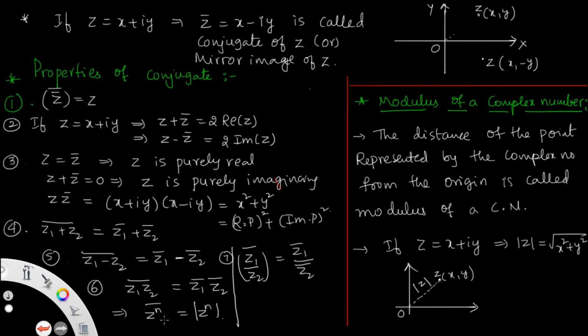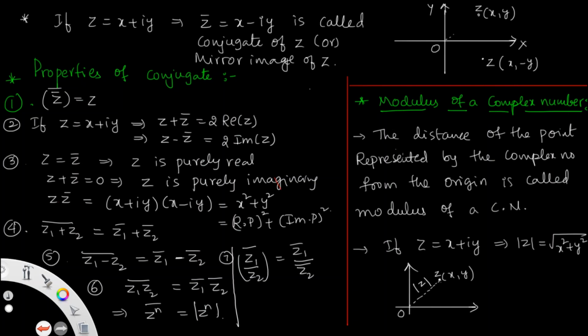The conjugate of z to the power of n equals the conjugate of z to the power of n. And the conjugate of z1 by z2 becomes z1 bar by z2 bar. These are some properties of a conjugate. Another concept is the modulus of a complex number.